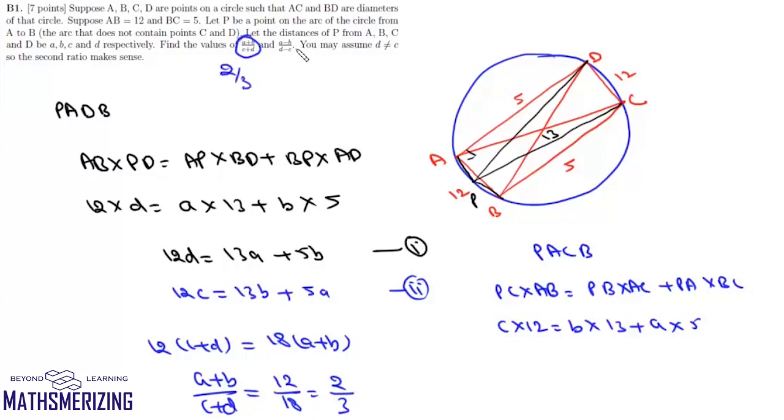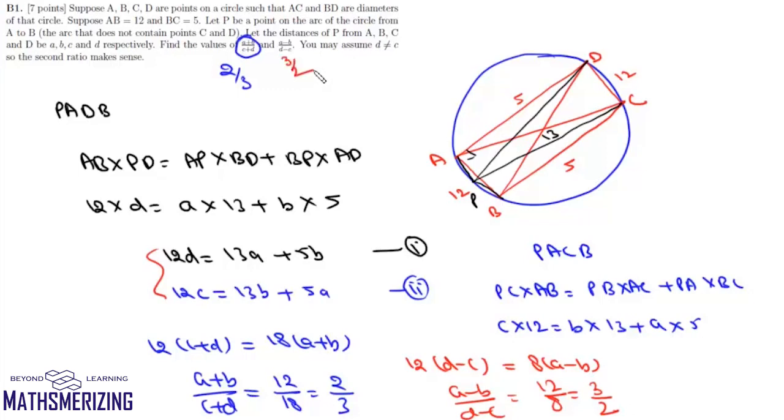Now what about A minus B upon D minus C? Now we'll subtract these two, we'll get 12 into D minus C, and here it will be 13A minus 5A, which is simply 8 into A minus B. Now in this case, A minus B upon D minus C will be 12 by 8, which is 3 by 2. So for the second one, answer will be 3 by 2.